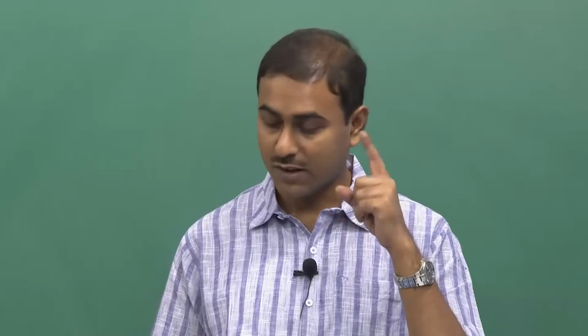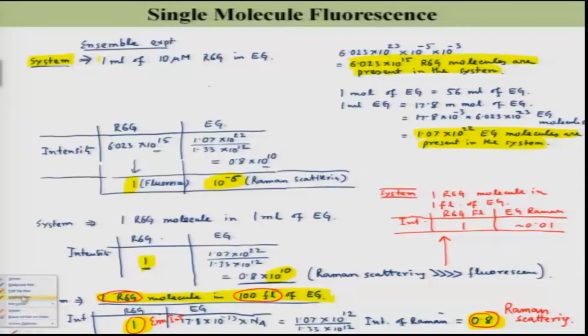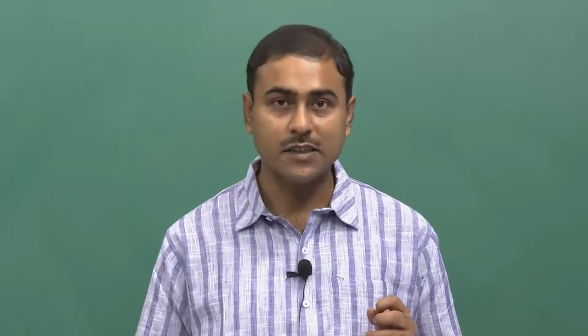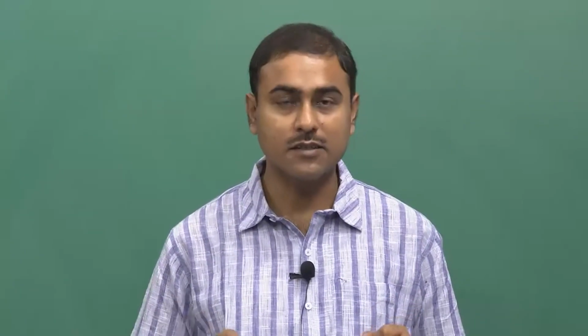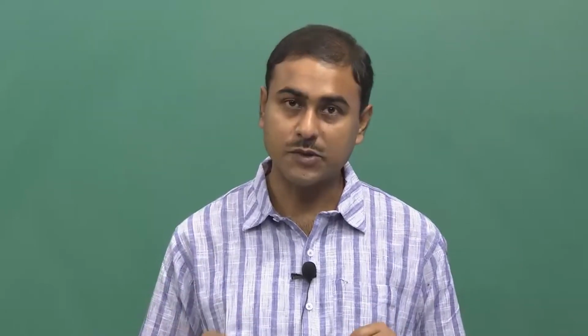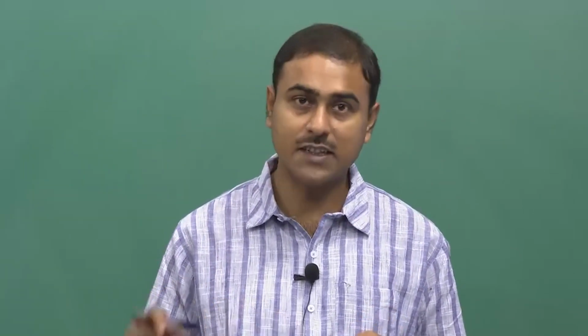So, the catch here is I have to confine this one rhodamine 6G molecule in 1 femtoliter. It is not 1 ml, it is a very, very tiny volume. So, that is the catch, and if you can achieve it, you will be able to see the single molecule as I have described till now. And in the next class, I am going to show you how to achieve such a small observation volume. And this is the key, right?